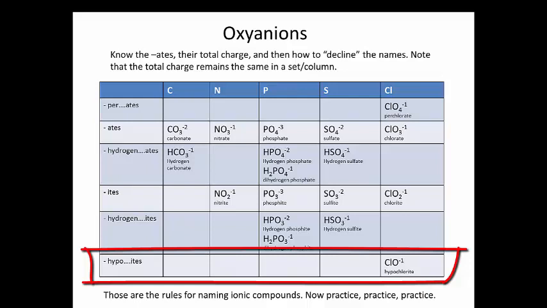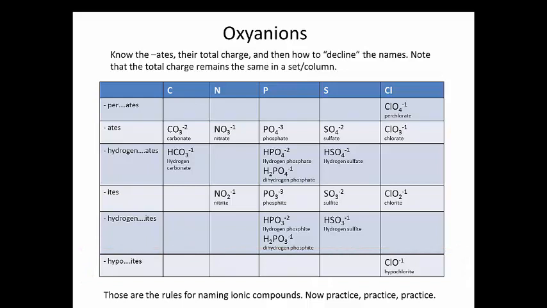Now let me point out that I'm showing only chlorine for the halogens, but the same naming system would occur for bromine. We would have bromate, bromite, hypobromite, and iodine. We would have iodate, iodite, and hypoiodite. Really, you don't have oxyanions for fluorine, so don't worry about those.